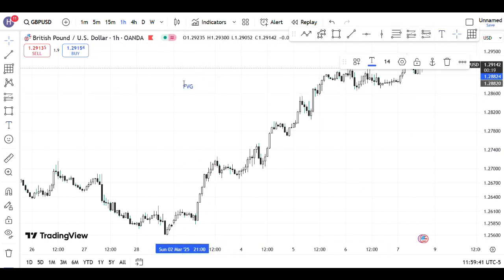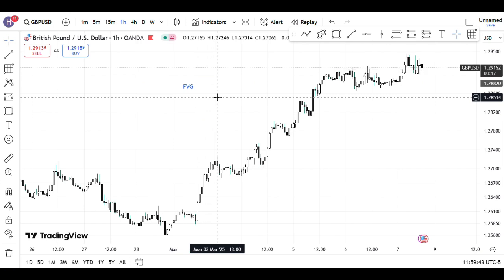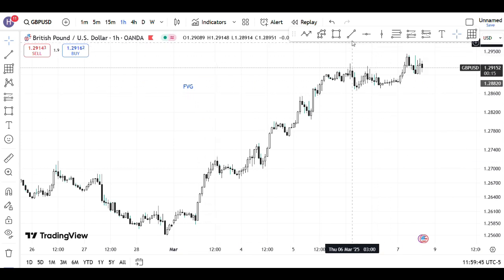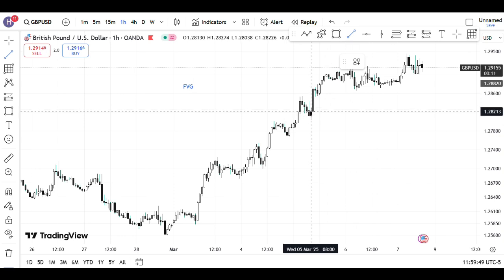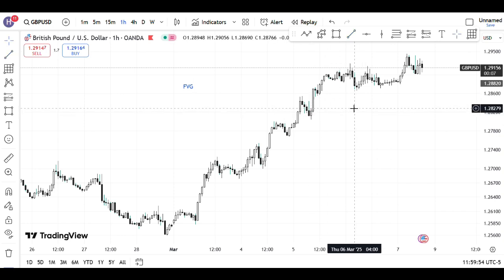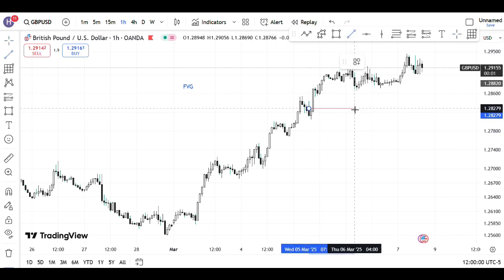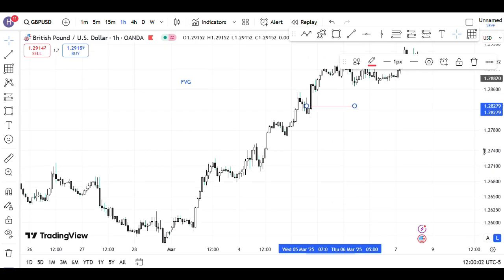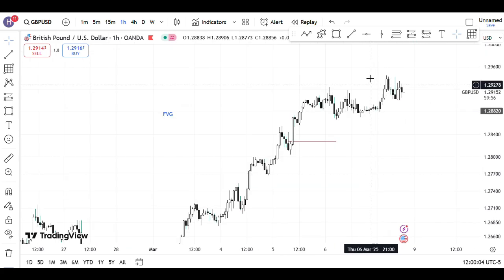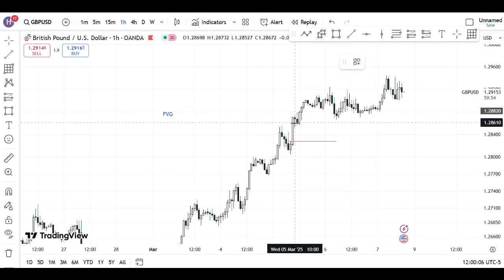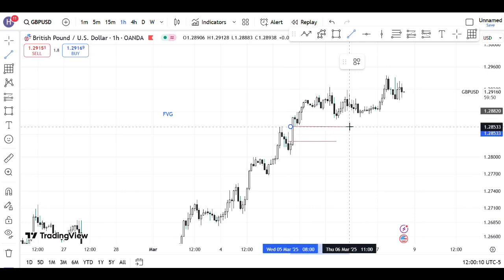So I will explain first what FVG is. FVG is fair value gap. To identify a fair value gap, there should be three candles. One is this one. I know this already, you know these things, but some of you guys don't know about these things. So that's why I am going to explain.